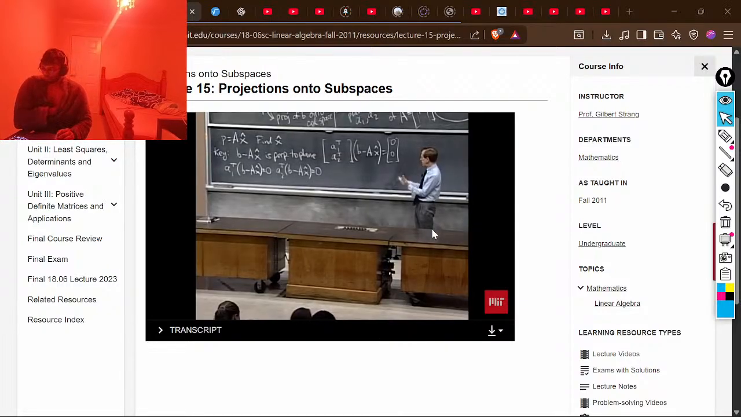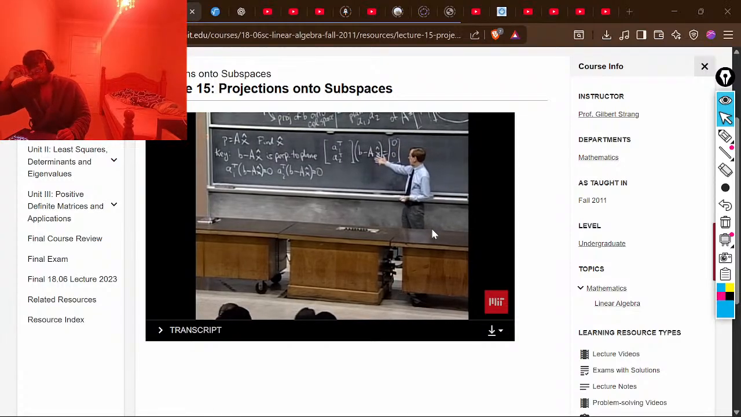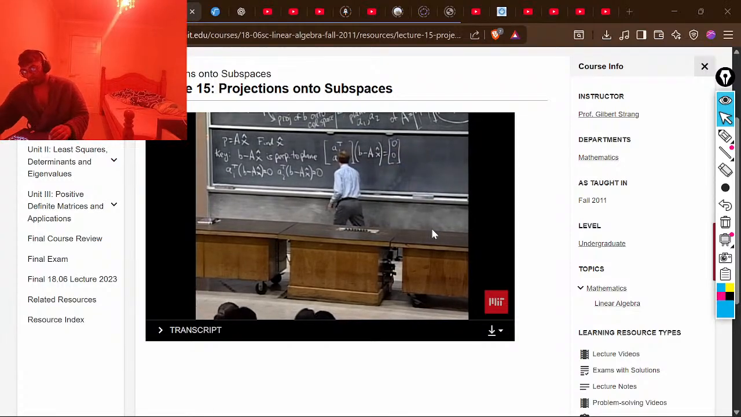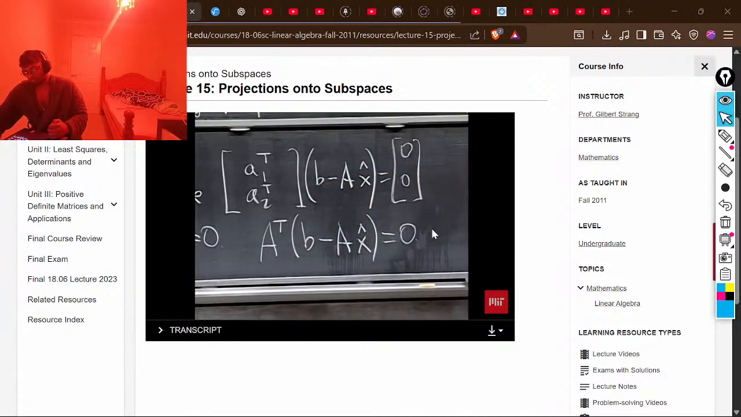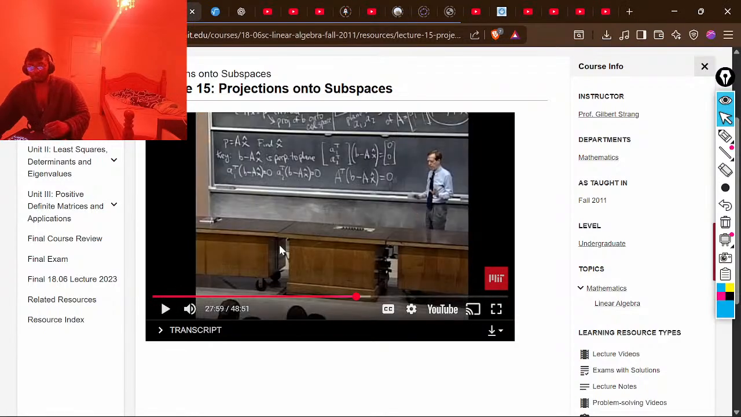And you see that this is one way to come up with this equation. So the equation I'm coming up with is A transpose times B minus A X hat equals 0. That's my equation. I don't have to cancel it, so yeah, I think what I came up with is perfectly fine.